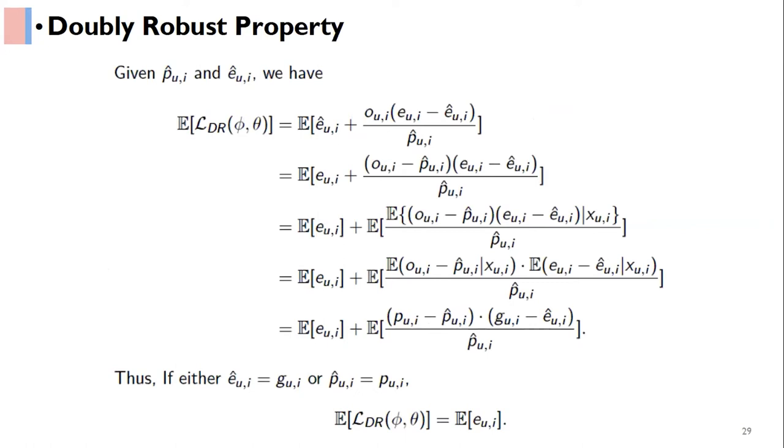The DR estimator has the property of double robustness. Here is the proof. Given the estimation of p̂_ui and ê_ui, we can show that if either ê_ui equals g_ui or the estimation of the propensity score equals the true propensity score, then the DR loss function is an unbiased estimate of the ideal loss. This is the property of double robustness.